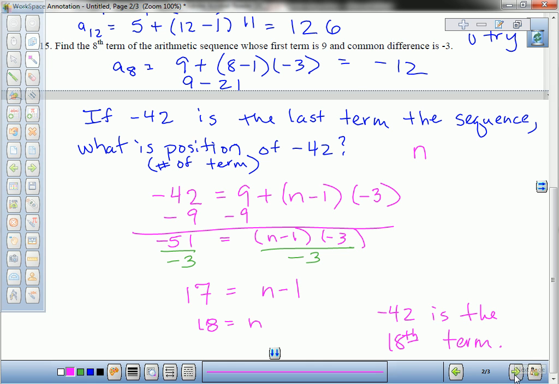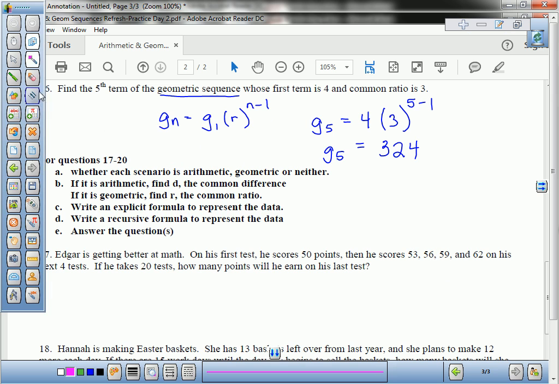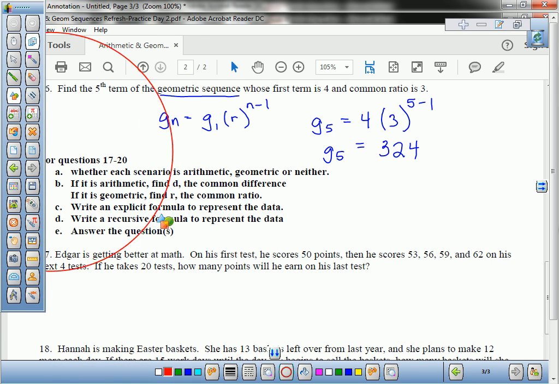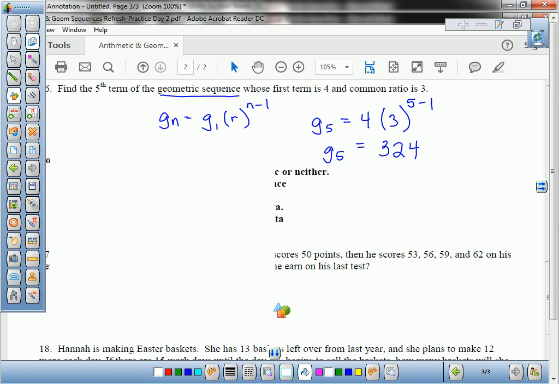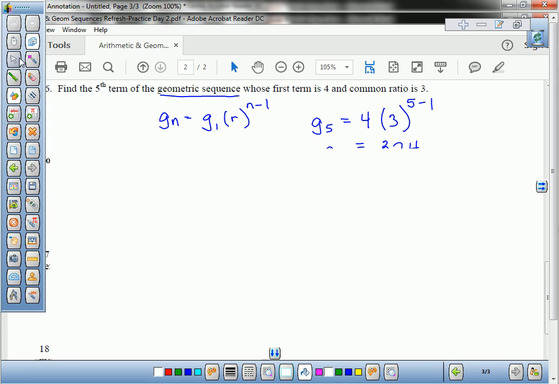Now we're going to go back and do one with geometric. So I'm just going to add a little second part to this one. I'm just going to cover up some of this stuff.